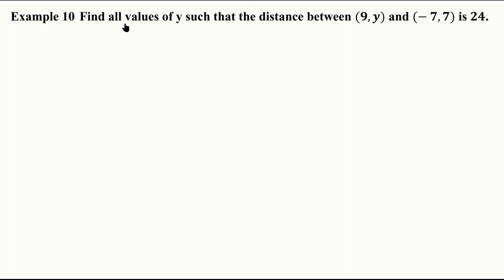We want to find all values of y such that the distance between the ordered pair (9, y) and ordered pair (-7, 7) is 24. Well, this is indirectly kind of related to circles, because you can think of this as being the center of a circle, right, of radius 24, and you want this to be a point on that circle. So in other words, you want this distance to be 24.